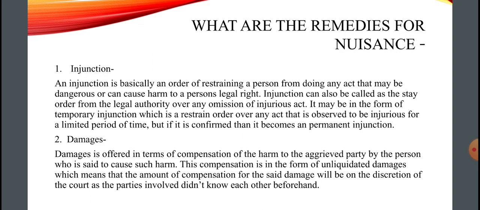Second is damages. Damages are offered in terms of compensation of the harm to the aggrieved party by the person who is said to have caused such harm. This compensation is in the form of unliquidated damages, which means that the amount of compensation for the said damage will be at the discretion of the court, as the parties involved in the tort did not know each other beforehand.